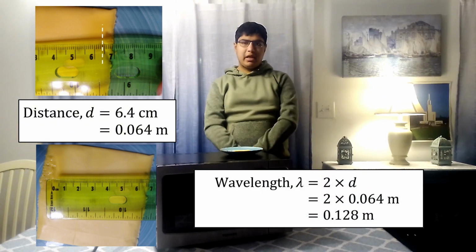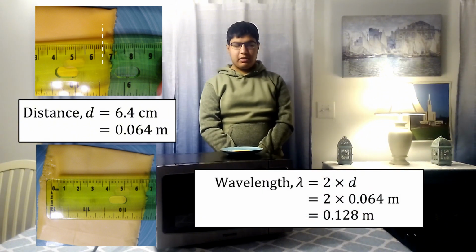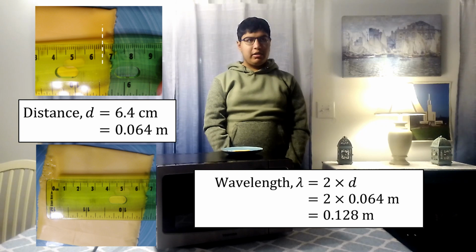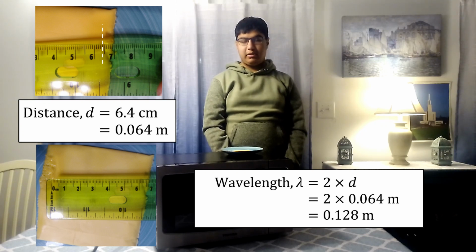Now that's going to be half the wavelength. So for us to find the actual wavelength of the microwave radiation, we need to multiply that by 2, which will give us 12.8 centimeters or 0.128 meters.